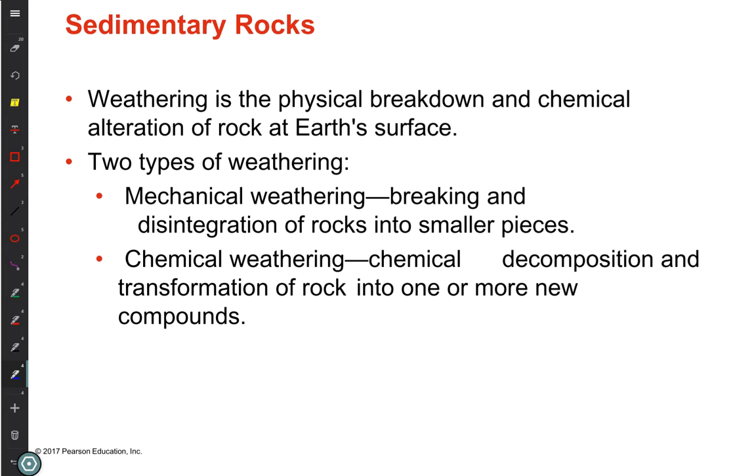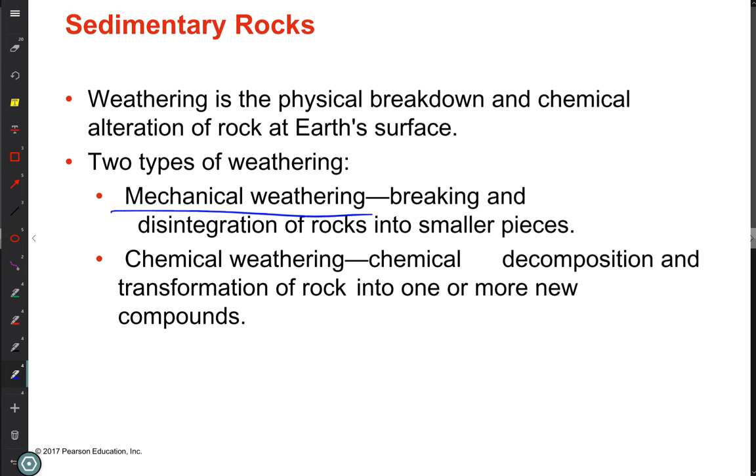So looking at each step individually, you can have mechanical weathering. That's what you and I will cause as we walk on rock. Chemical weathering is like if you have acid rain, that's going to cause a breakdown of calcite rock. So that would be an example of chemical weathering.